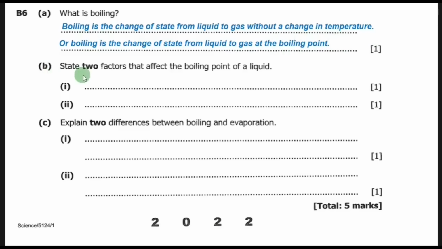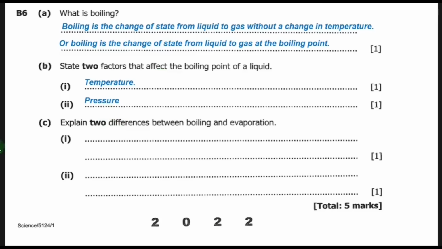Then B, state two factors that affect the boiling point of a liquid. So one factor is temperature, another factor is pressure. You can also mention another factor, which is impurity. So impurities, or purity, also affect the boiling point of a liquid. If it is pure, it will have a different boiling point. If it is impure, it will have a different boiling point.